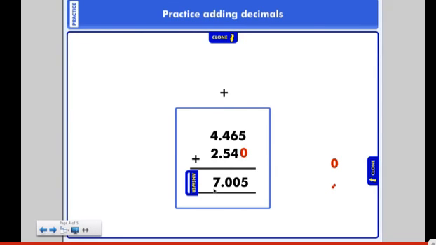Alright, 5th graders, that's it for this lesson. Please make sure that you have the rules for addition and your example problems in your notes.